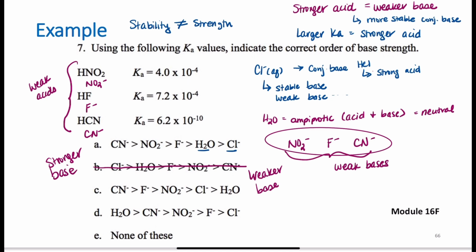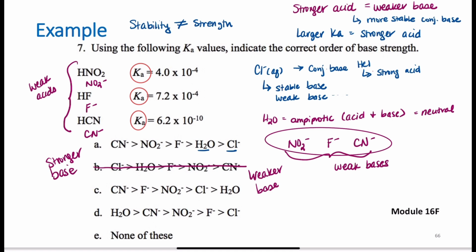For the chloride versus the water, I'll talk about that one in a minute. Let's go ahead and look at the other species we have, or the other information we have. We have the Ka values, and that's actually a lot of information. The Ka values listed here tell us a lot.